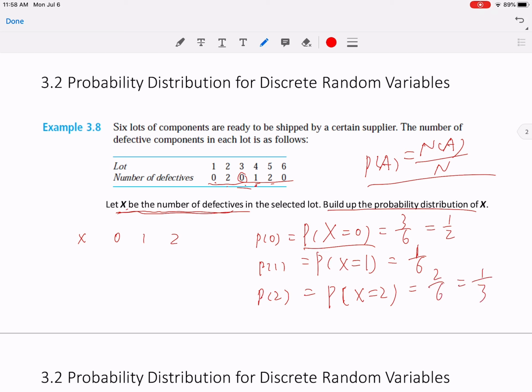Now we get the probabilities of each possible value. We can just put them here. We got P here, and the probability of x is equal to 0 is 1/2. The probability of x is equal to 1 is 1 over 6. The probability of x is equal to 2 is 1/3. And this table is the probability distribution.